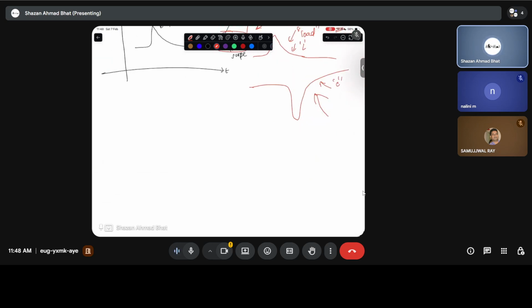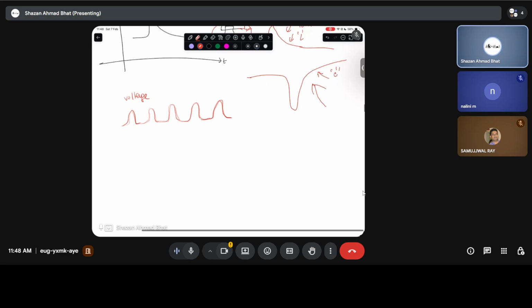Now, what is basically going to happen is sometimes if you give a pulsed form of a wave, let's say this is a voltage, and this voltage is in pulsed form. Most of the time it's given in digital circuits. How it is going to behave again depends upon what sort of load is there: whether it's a resistive load, a capacitive load or an inductive load.